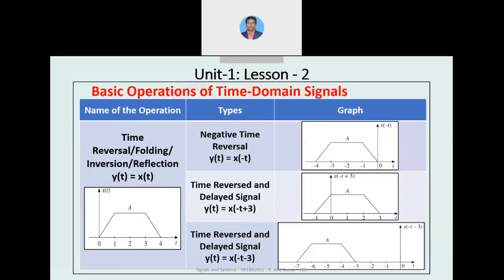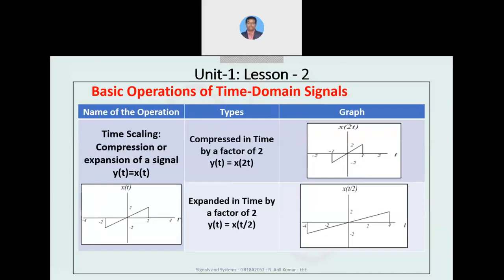Okay. The next operation is time scaling. Time scaling is nothing but a multiplication factor of t. Time scaling can also be described as expansion of a signal. Consider y of t equals x of t. As you can see from the graph, the peak amplitude values are minus 2 and plus 2, and the time values on the x-axis are also plus 2 and minus 2.